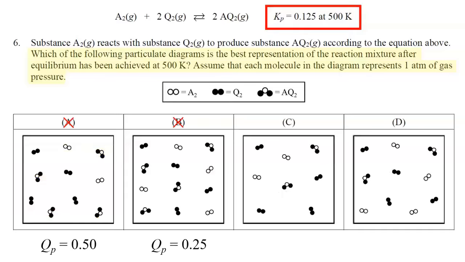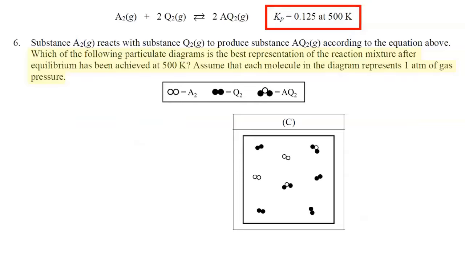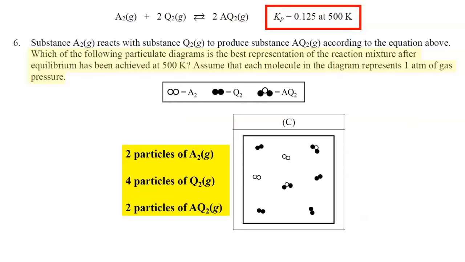I'm looking for a value in which Q equals K. I'm looking for 0.125 as the correct answer. So moving on to particle diagram C, when I count the particles, I have 2 particles of A2, 4 particles of Q2, and 2 particles of AQ2.